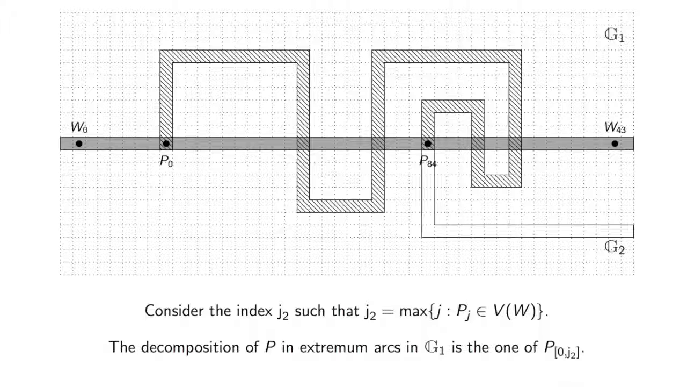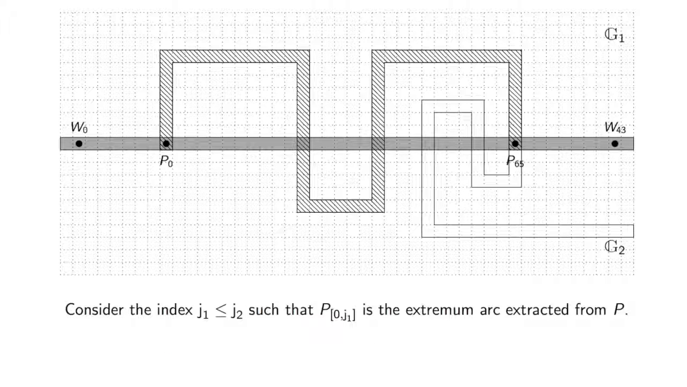Now we suppose that there exists a finite index J2 such that Pj2 is the last intersection between the path P and the window W. Then the decomposition of P in extremum arcs in G1 is the decomposition of the segment of P from its first position to the index J2. In our example, there exists an index J1 such that the segment of P from its first position to the index J1 is the extremum path extracted from P. By definition J1 is less than J2.